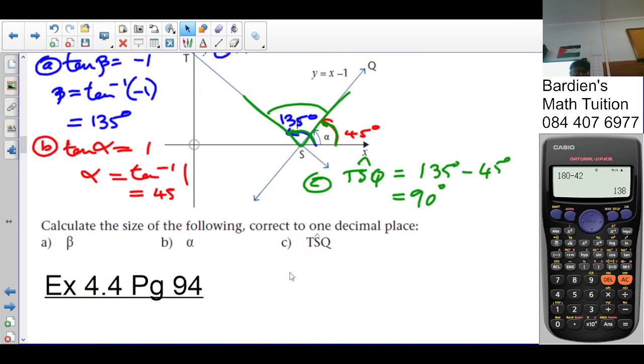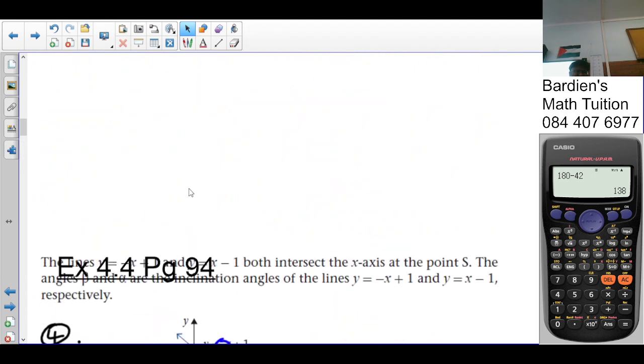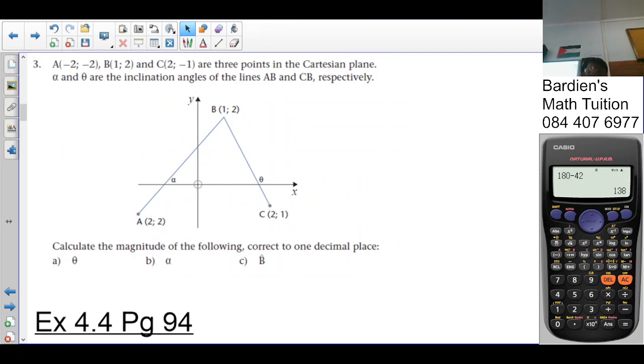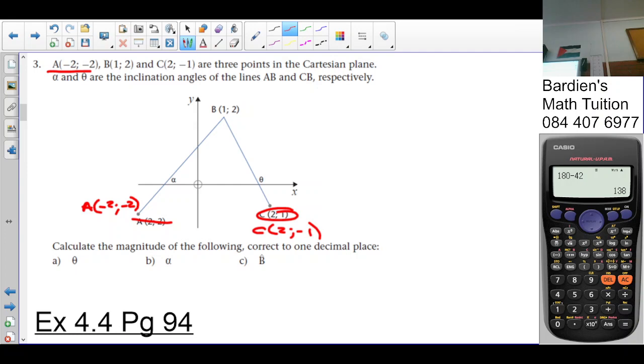So this is exercise 4.4 on page 94. So we are told that A, which is 2 and... Okay, so here's a problem. A is supposed to have been negative 2 and negative 2. Where do I get that from? Okay. B, which is 1 and 2, and C, which is 2 and negative 1, are 3 points in the Cartesian plane. Alpha and theta are the inclination angles of lines AB and CD respectively. Because we just say in that order.